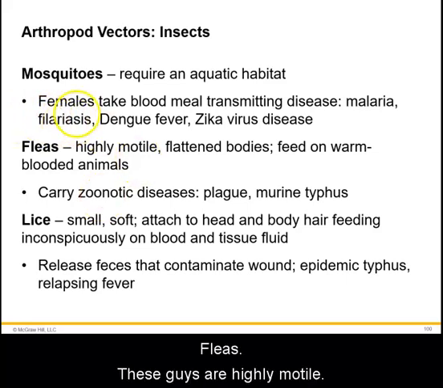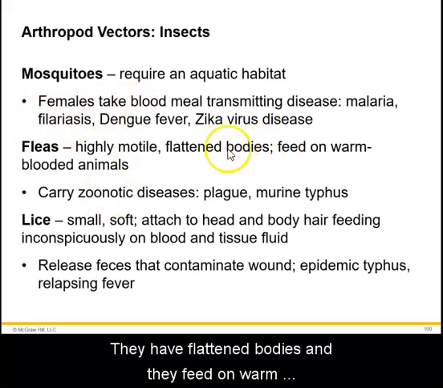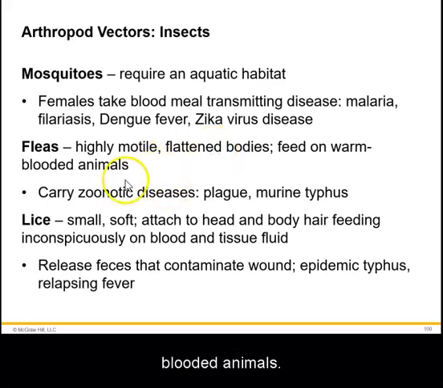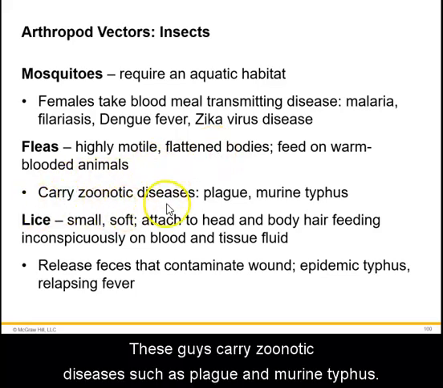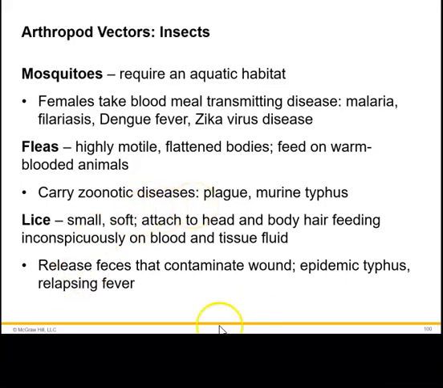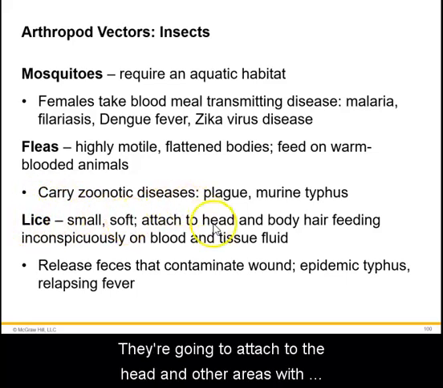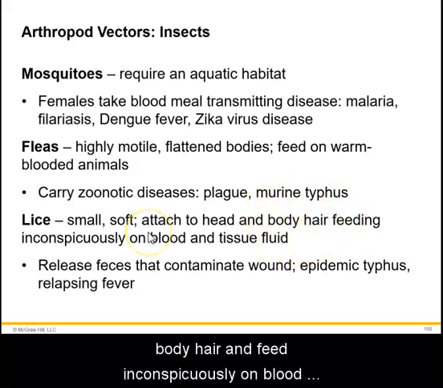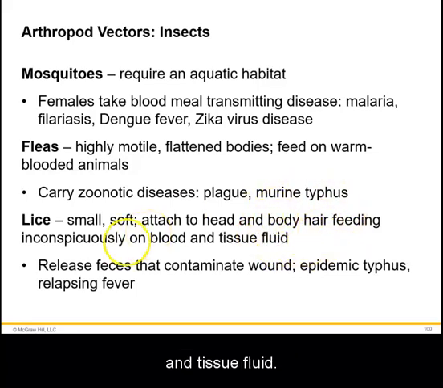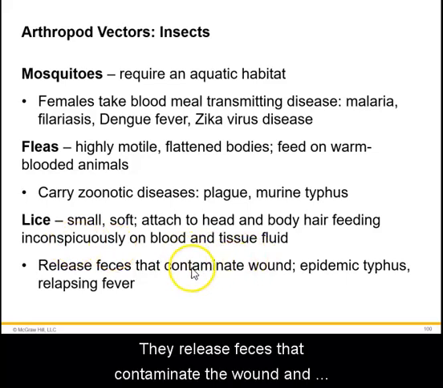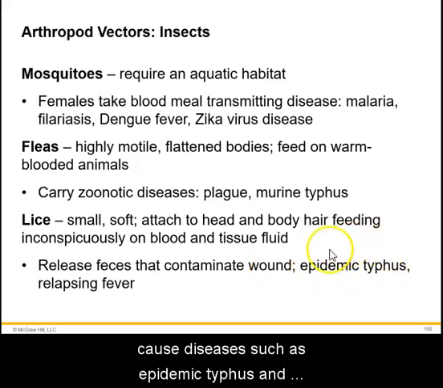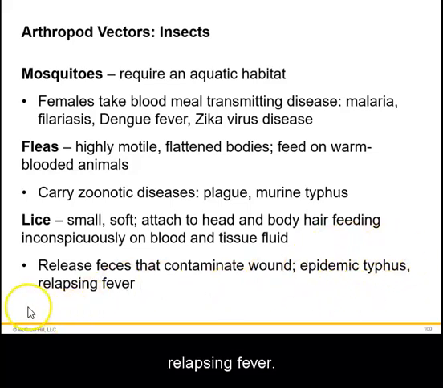Fleas, these guys are highly motile. They have flattened bodies, and they feed on warm-blooded animals. These guys carry zoonotic diseases such as plague and murine typhus. Lice, these guys have small, soft bodies. They're going to attach to the head and other areas with body hair and feed inconspicuously on blood and tissue fluid. They release feces that contaminate the wound and cause diseases such as epidemic typhus and relapsing fever.